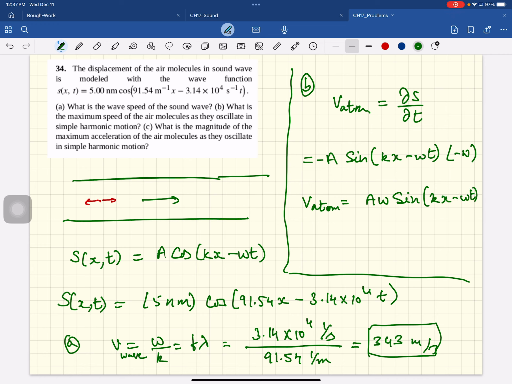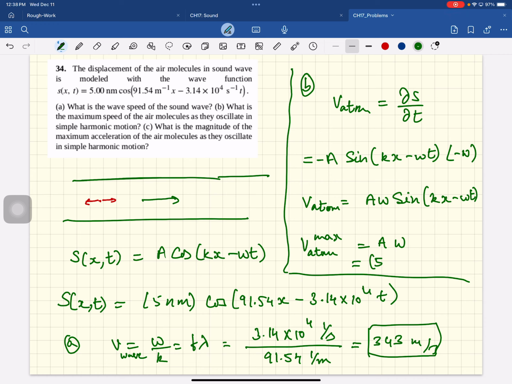And the maximum value corresponds to sine equal to 1. So the maximum speed will be when the atom is in the middle, and the minimum speed, which is 0, is when it's at the extreme. So the max is A omega.